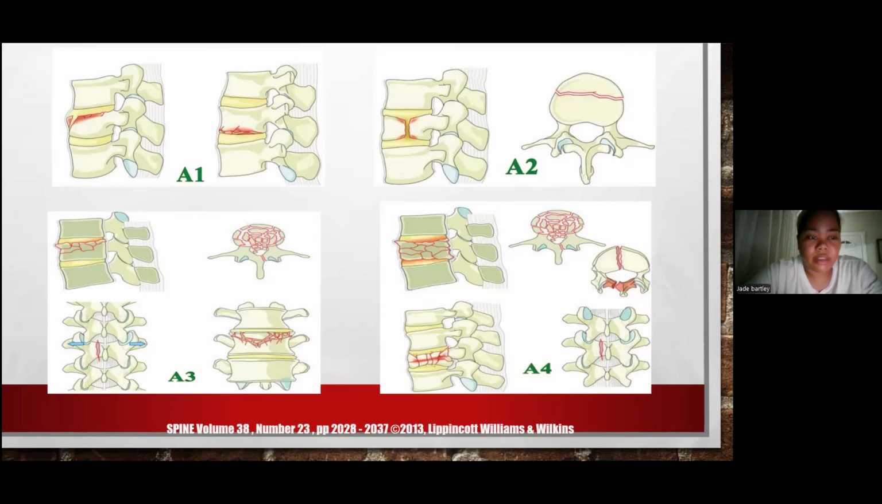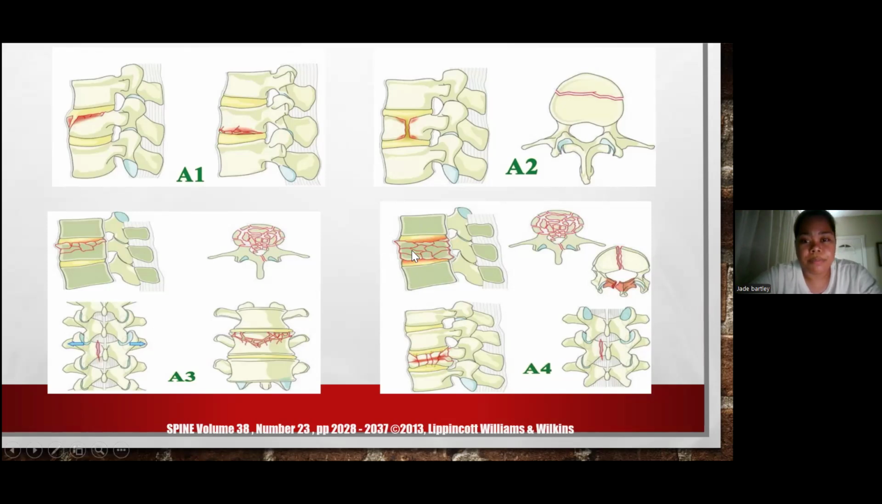A3, however, denoted here, is basically a compressive fracture that goes all the way to involve the posterior vertebral body, right? And it can be associated with fractures of the lamina, and there's no disruption to the tension band. So even though it's involving the entire superior end plate, the posterior tension band is actually intact. And as I said before, it can be associated with a fracture affecting the lamina.